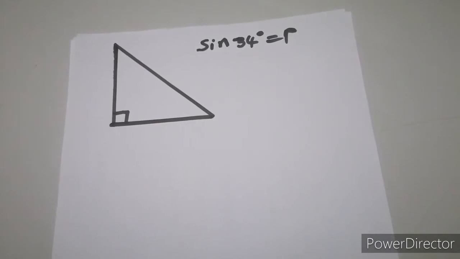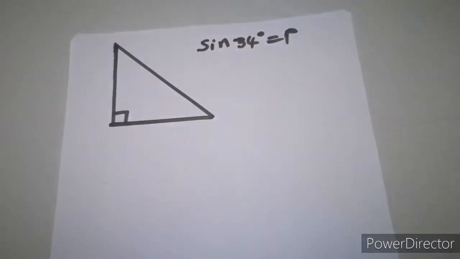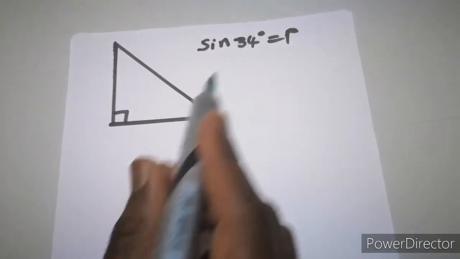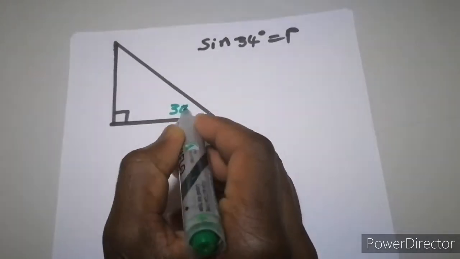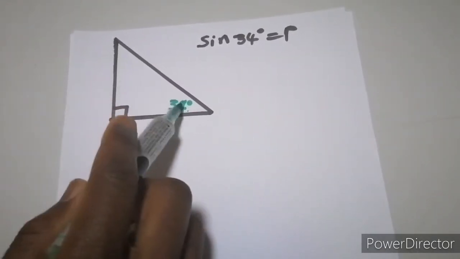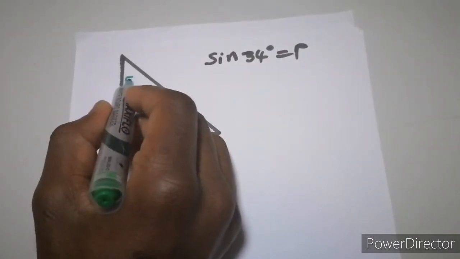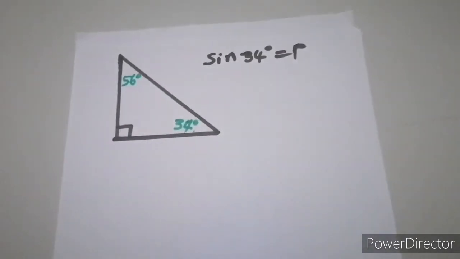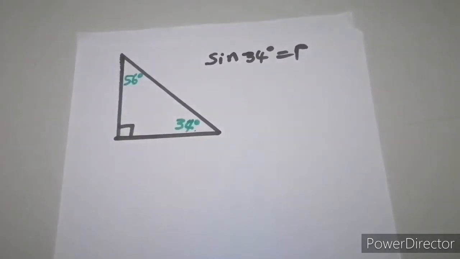Right, from this right-angled triangle, we are given the sine of 34. We're going to make sure that this angle, 34 degrees, is right there in the right-angled triangle. Remember, these two angles are complementary, or by sum of angles of a triangle, that angle is 56 degrees. We're going to make sure that we find all the sides of these angles, especially these acute angles, because they're going to help us to solve problems.